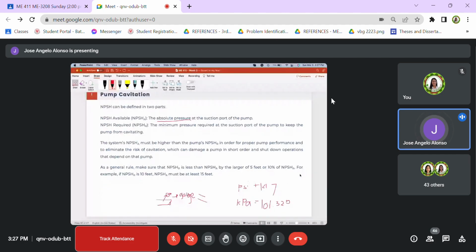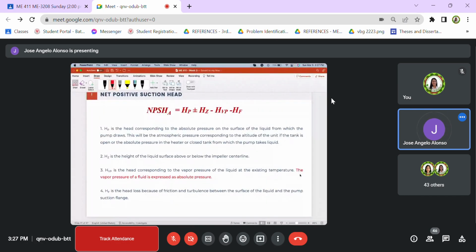Okay, to calculate the net positive suction head, ang equation is that H sub P or the pressure head plus or minus the elevation head or H sub C, everything here is at the suction point only, minus the vapor pressure minus the friction losses, which is H sub F. We can also say that H sub P plus, if given yung velocity at the suction, then we can add as well the velocity here. Sorry, hindi ko siya naisama.